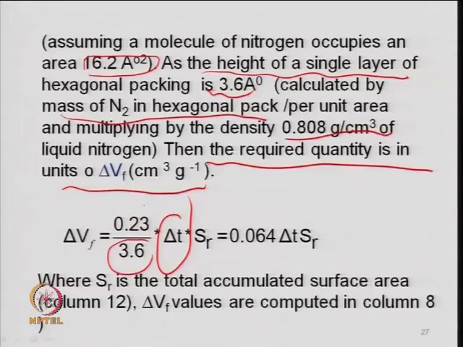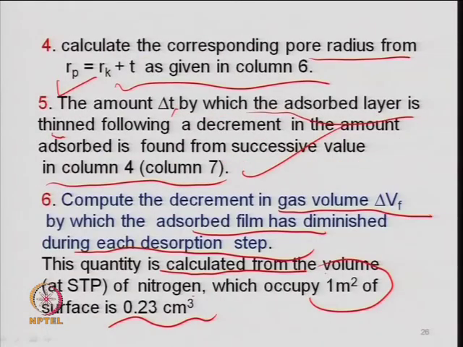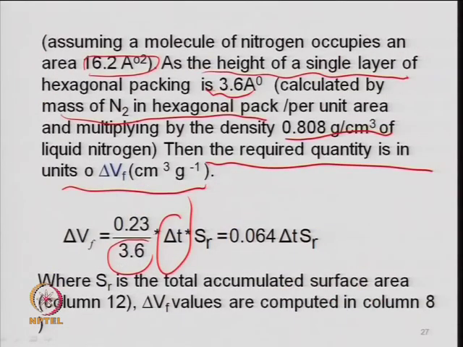So, 0.23 is what we have written here, that the volume of nitrogen per meter square has this much volume per unit area. This is the thickness of one layer, and this is the change in thickness, delta T. And SR is the total accumulated surface area given here. So, surface area multiplied by thickness is related to a kind of volume, and this 3.6 angstrom is the height of the single layer, which is basically the thickness.